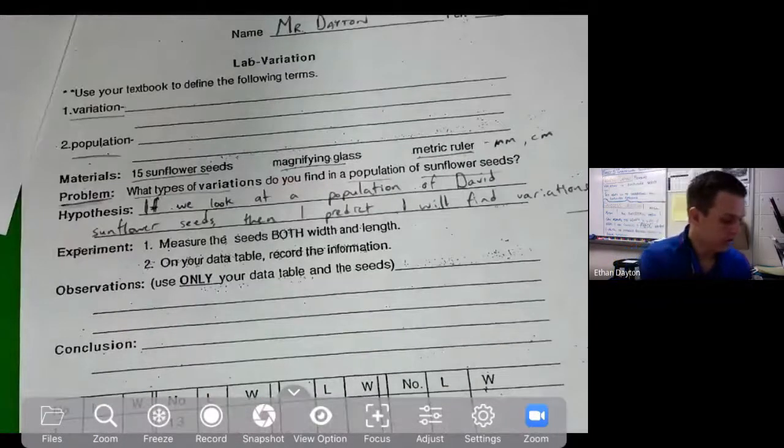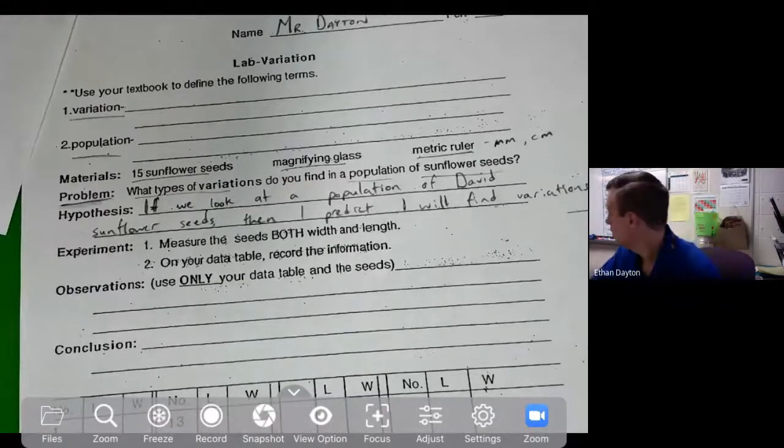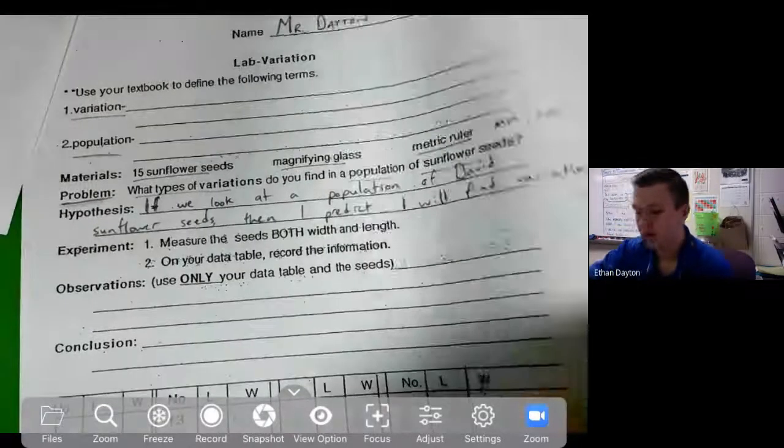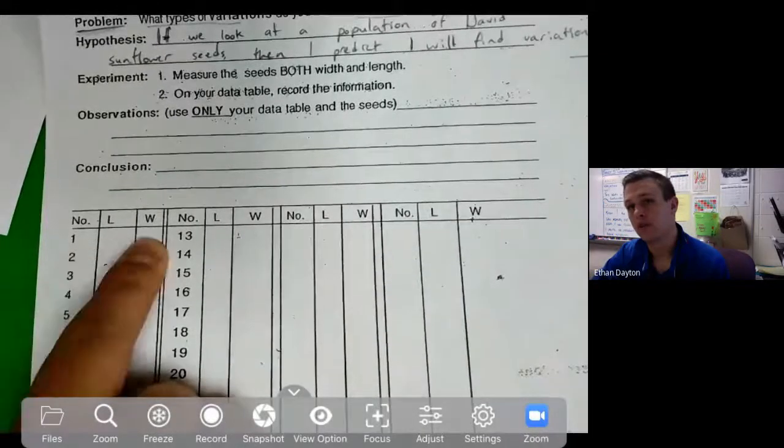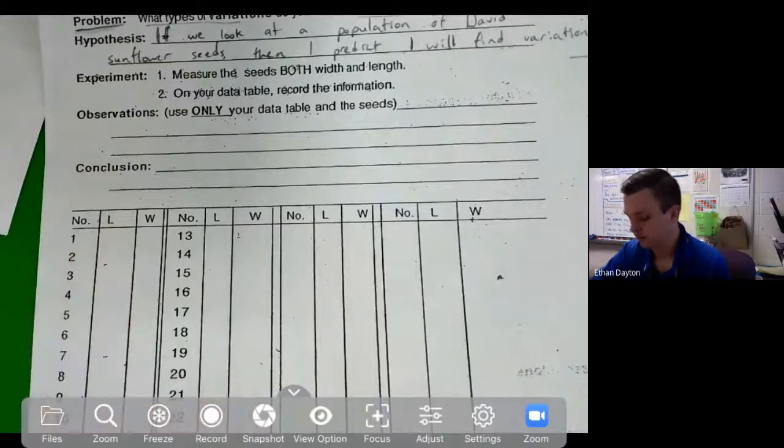So what I'm going to do, and you're going to need to record these, I'm going to measure these in millimeters. And you are going to need to put them down here, length and width, in your table.